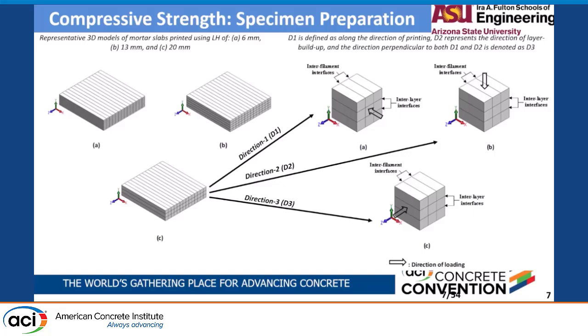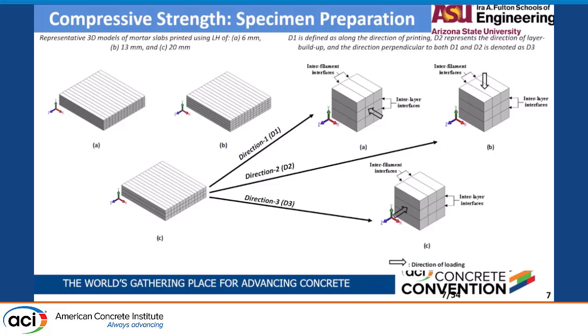So when we test in the D1 direction, the application of the load is parallel to the interlayer and interfilament interface. And when we test it in the D2 direction, the load is parallel to the interlayer interface. In the D3 direction, it is parallel to the interfilament interfaces. So when we extract samples from the 6 and 13 mm layer height slabs, we will have a different number of interlayers, because now we'll have 10 layers for a 6 mm printed slab for a 60 mm cube. We'll have approximately 4 layers for a 13 mm printed slab, and as shown, we have 3 layers for the 20 mm slab.